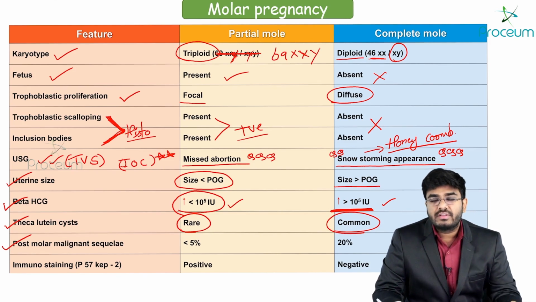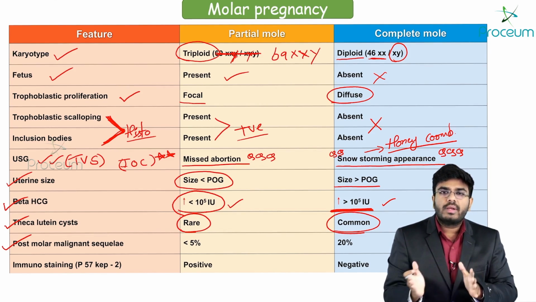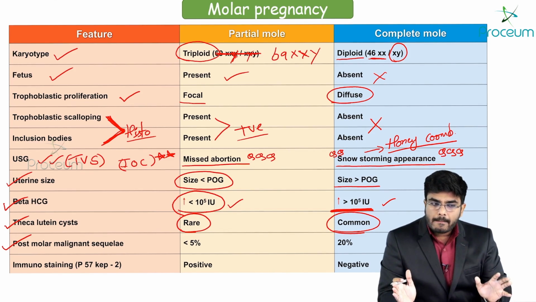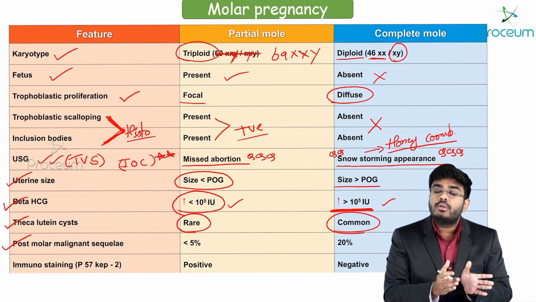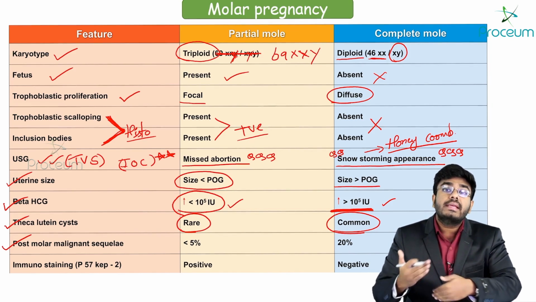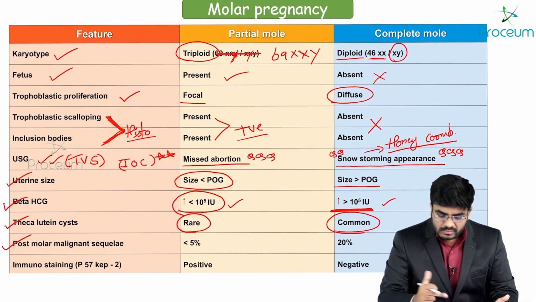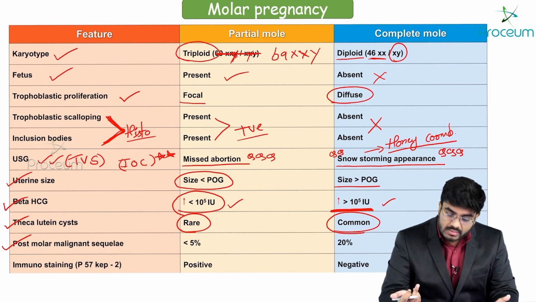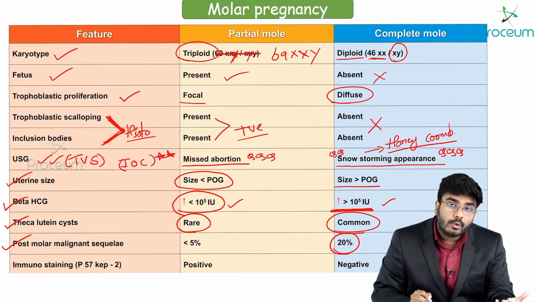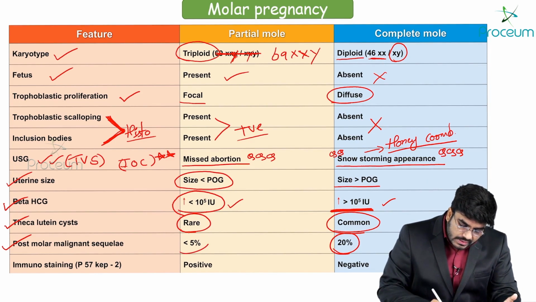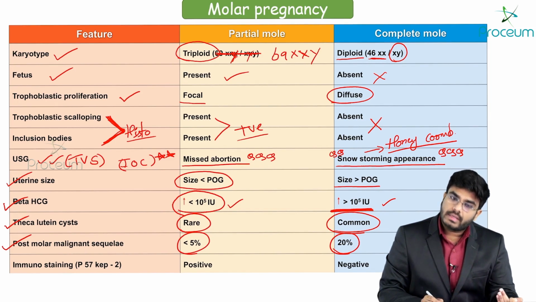Now, post-molar malignant sequel. This molar pregnancy, either partial mole or complete mole, both of these conditions are benign, no doubt. But they have malignant potential, which means they can turn into gestational trophoblastic neoplasias. Yes, they can turn into cancers. Out of both these conditions, who is more dangerous? Complete mole is more dangerous. There is a 20% chance that a complete mole can turn into gestational trophoblastic neoplasia, and in partial mole, there is less than a 5% chance.